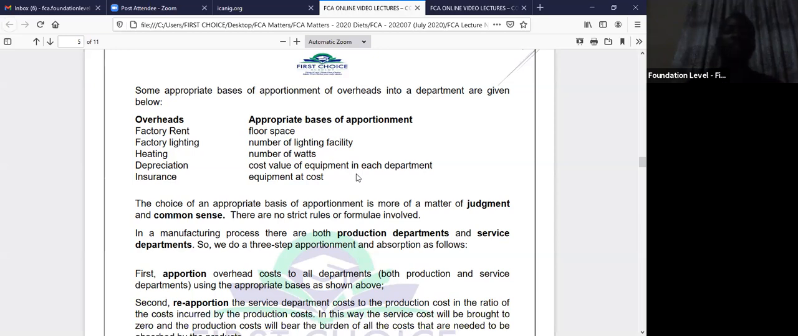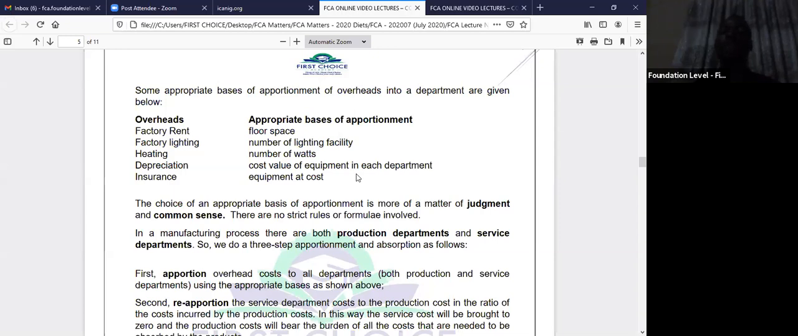In a manufacturing process, we know that there are both production departments and service departments. Production departments are those departments that are dealing with producing the products. They are the ones directly involved in making the products. While service departments will be servicing the production departments.